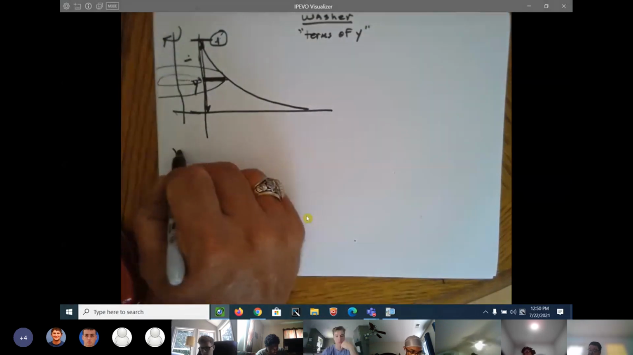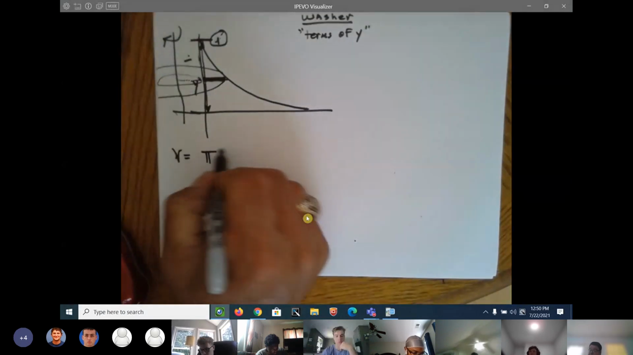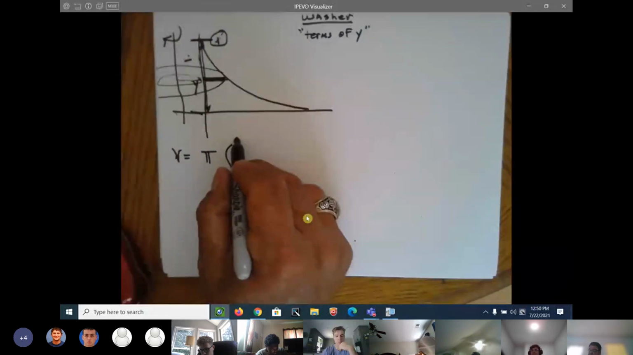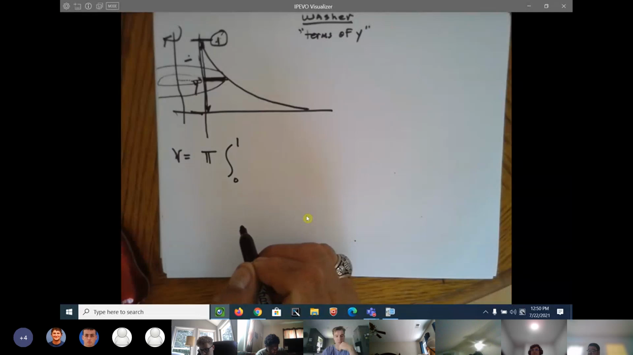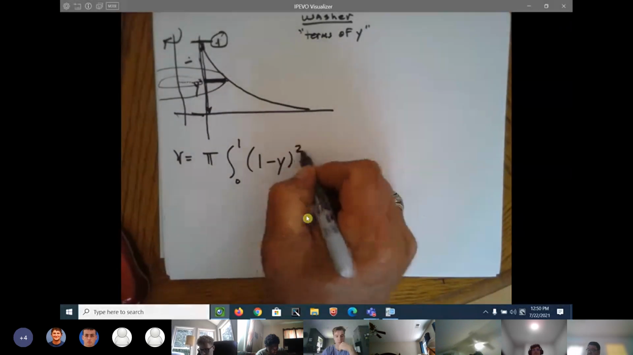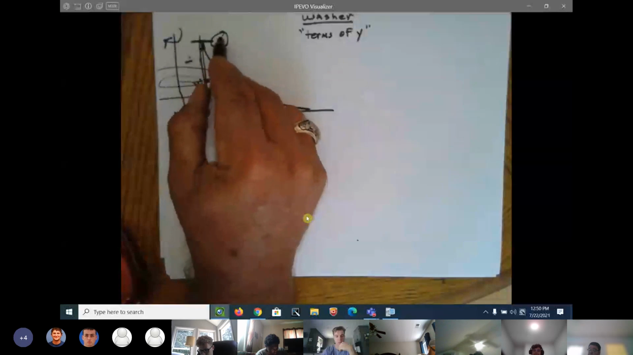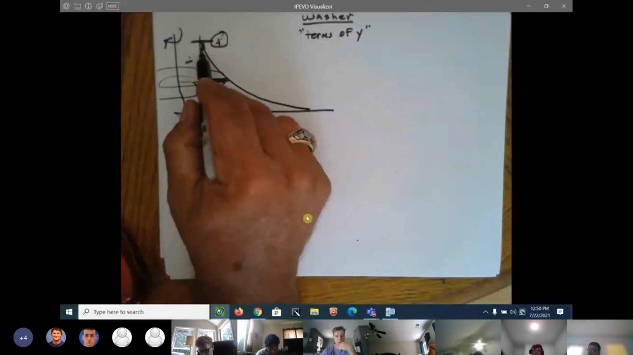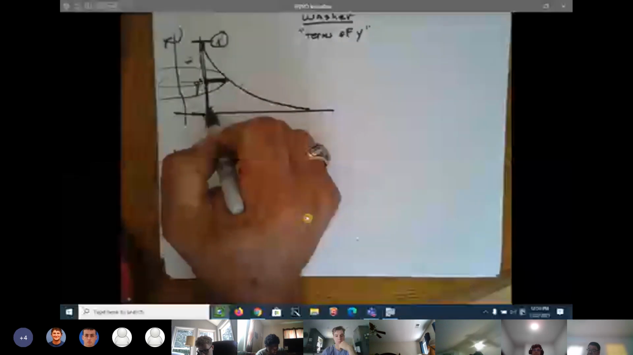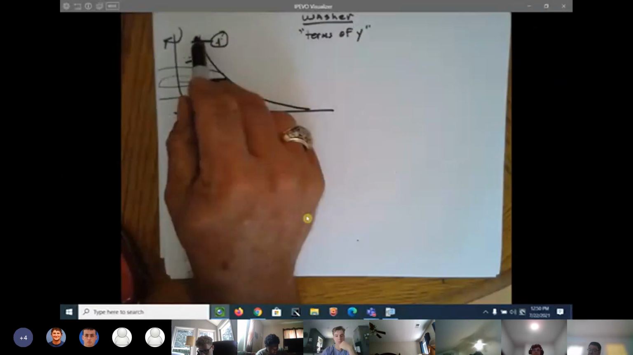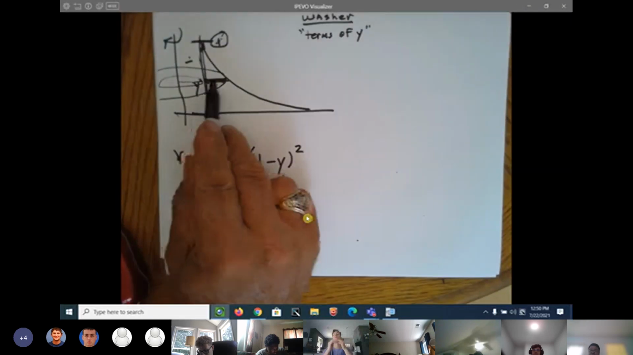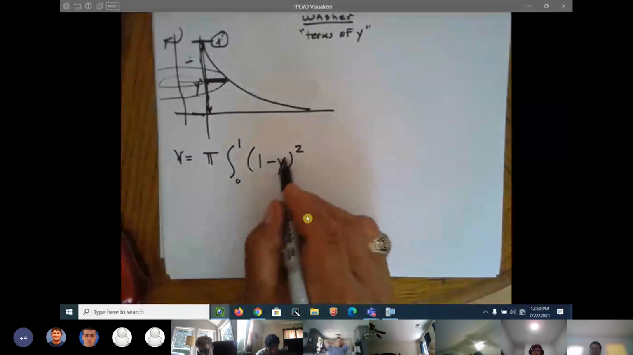So V is equal to pi from 0 to 1 in the Y direction of 1 minus Y quantity squared, and that thing is traveling up and down this scale right here from 0 to 1. So it's going to be 1 minus wherever that rectangle is moving. 1 minus y.